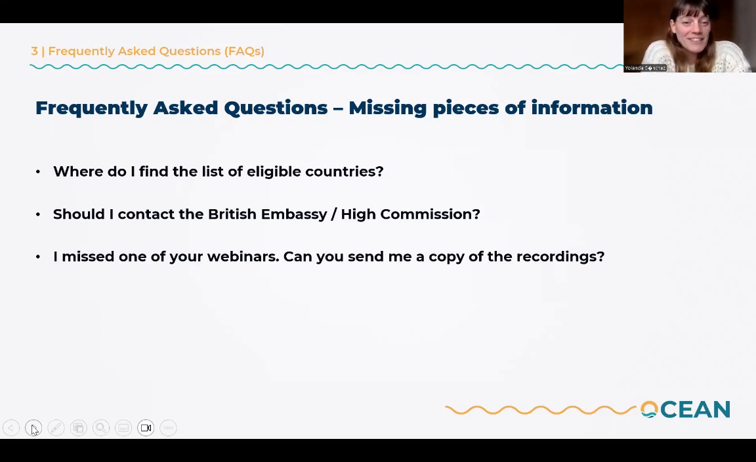There is also another question we are receiving, because it is different from the last round. Should I contact the British Embassy or High Commission? This year for round 2, it is not a requirement for stage 1. At stage 2, you will need to contact the British Embassy, but for now it is not needed.